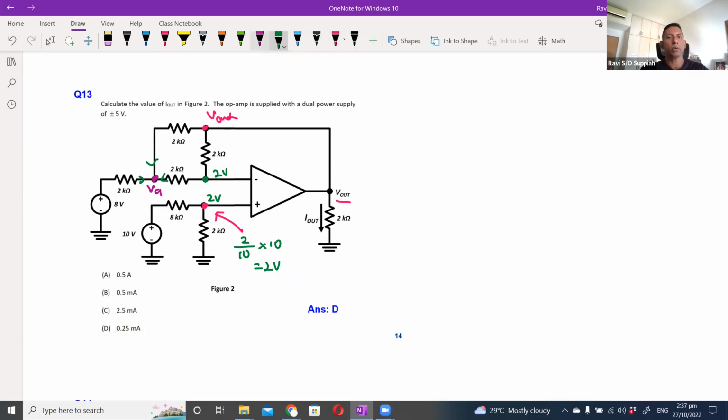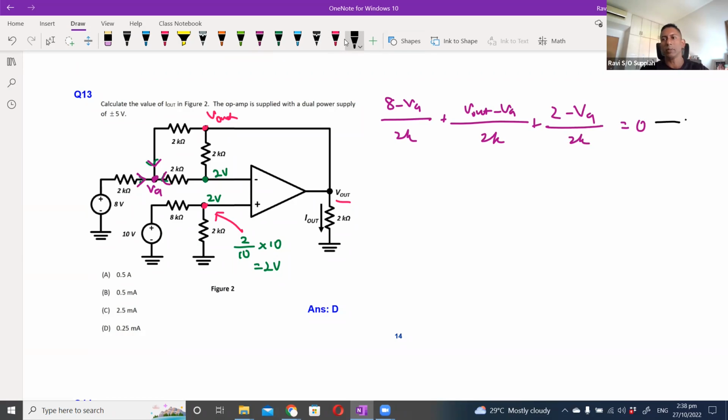So if I say all the current flowing into the node VA, then I can have the expression that says 8 minus VA over 2K, which is this line over here, plus V out minus VA over 2K, which is this line here, and then this line will be plus 2 minus VA over 2K equals to 0. So that is going to be my first expression.